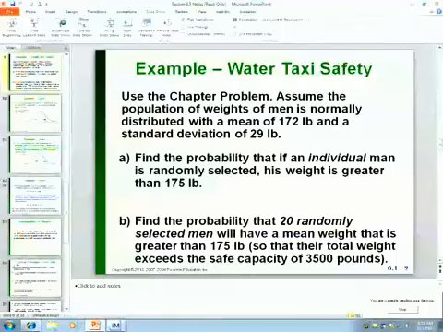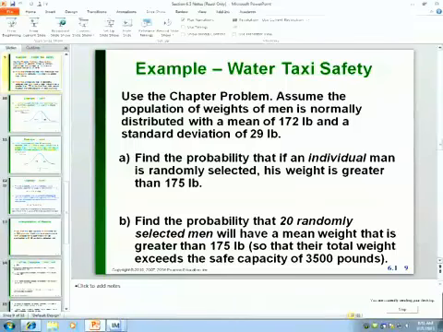Use the same water taxi problem that we talked about last class. Assume that the population of weights of men is normally distributed with a mean of 172 pounds and a standard deviation of 29 pounds. The A part of this problem is the exact same thing you were doing last night. Find the probability that if an individual man is randomly selected, his weight is greater than 175 pounds.